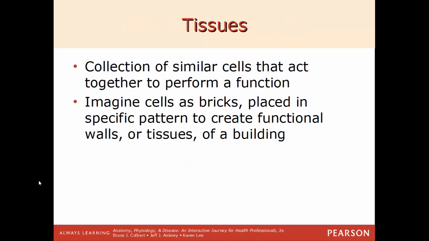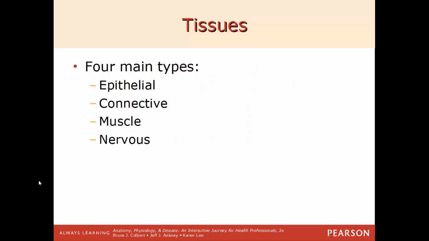Alright, we'll start with tissues. This is a collection of similar cells that have similar functions. You can imagine cells as being bricks that are placed in a very particular pattern to create a functional wall of a building. So it's the same setup for cells and tissues. These cells are the basic building components of that organ. Now, all tissues in the body fall into one of four categories: epithelial, connective, muscle, and nervous. And we'll talk about all four of these in this video.